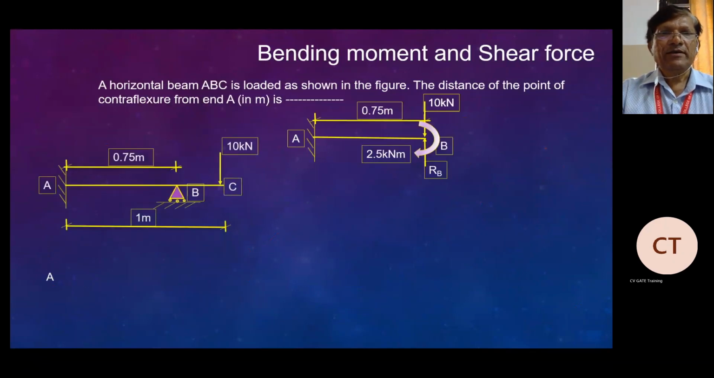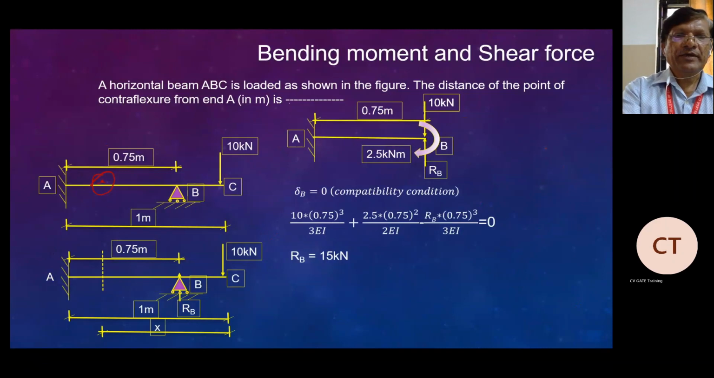So we'll be having a beam like this. That one horizontal beam ABC will be there, ABC as shown in the figure. The distance of the point of contraflexure from the end A in meters is given by. We wanted to calculate what is the distance of the point of contraflexure from point A. Somewhere it will be there, that point of contraflexure. We wanted to calculate that. So this is the loading on this beam. So what you have to calculate?